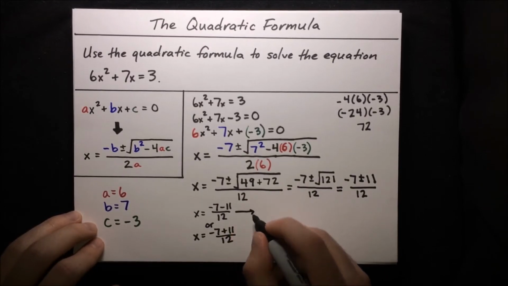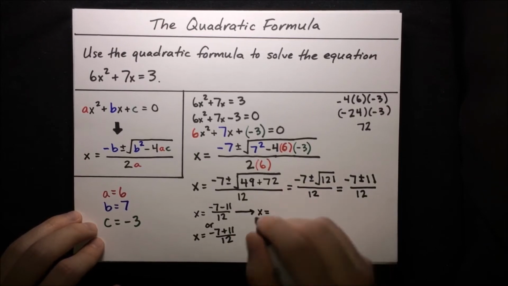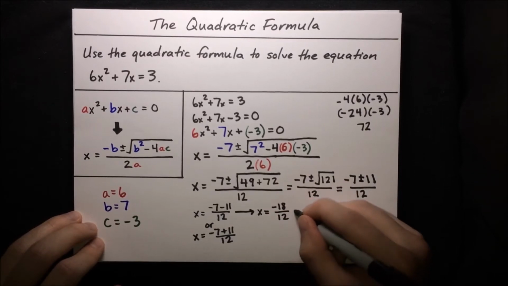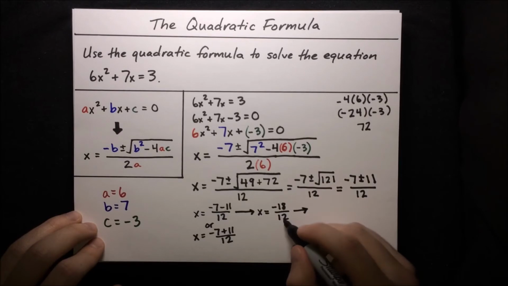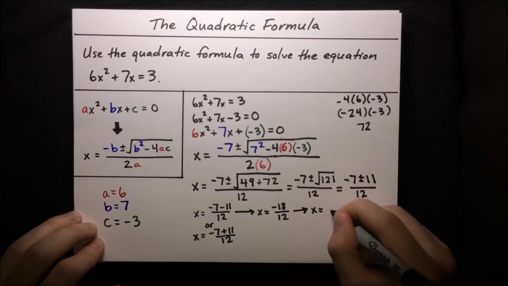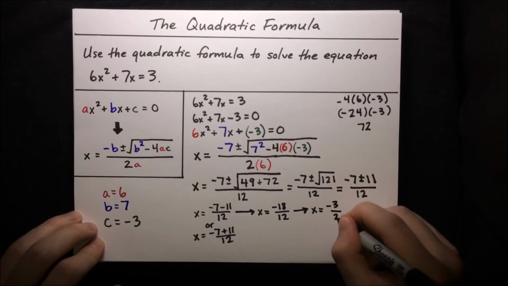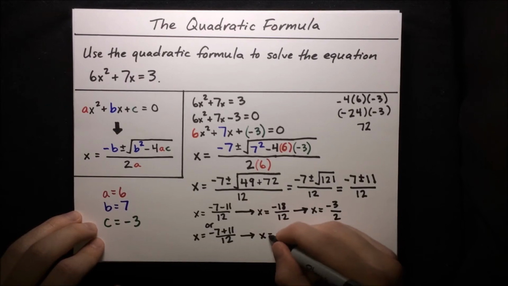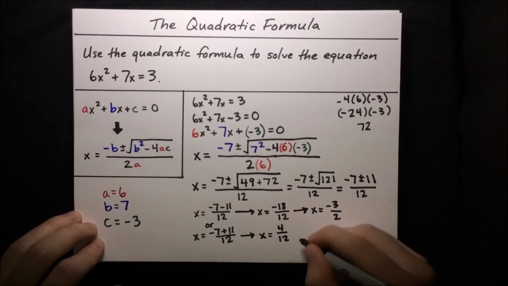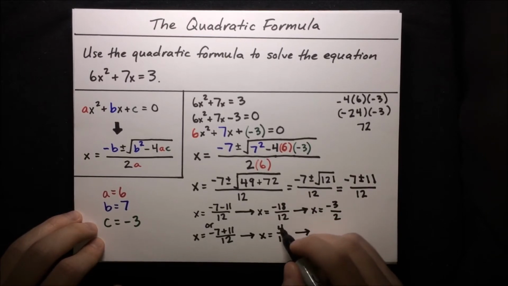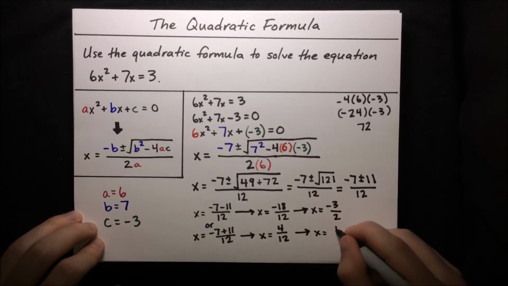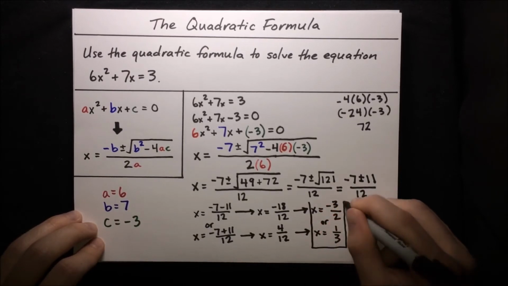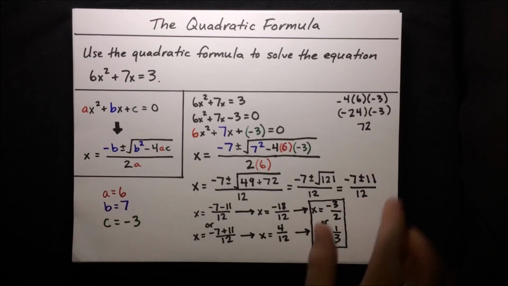So this one with minus 11 over 12 simplifies to x equals -7 minus 11 is -18 over 12. And we can simplify that even further, divide top and bottom by 6, and you get x equals -3 over 2. And then our other solution, -7 plus 11 in the numerator, gives us x equals 4 over 12. And if we simplify that, just divide by 4 on top and bottom, we get x equals 1/3. So these are our two solutions here. X equals -3 over 2, or x equals 1/3.